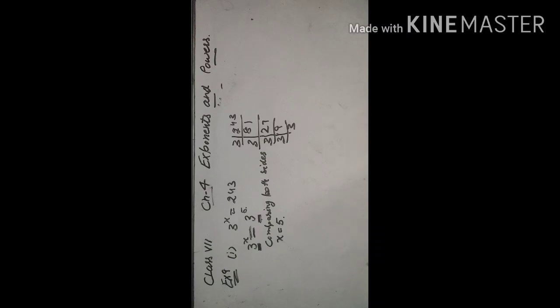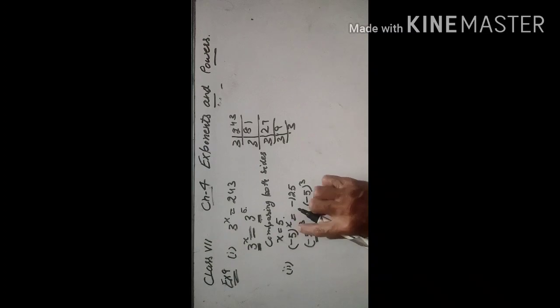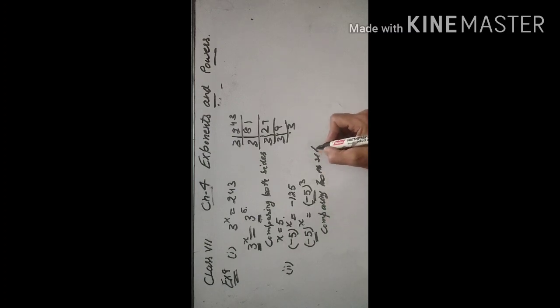Now second part is -5 to the power x is equal to -125. Now -5 to the power x is equal to -5 to the power 3. Now again base is same. Now powers are also same, so x is equal to 3. Comparing both sides, x is equal to 3.